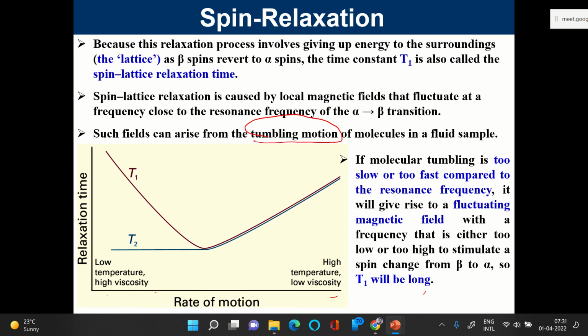So if the molecular tumbling is too slow or too fast compared to the resonance frequency, these are the two extreme situations: tumbling too slow, and tumbling too fast.